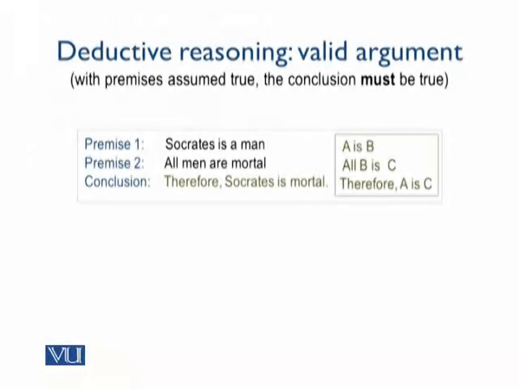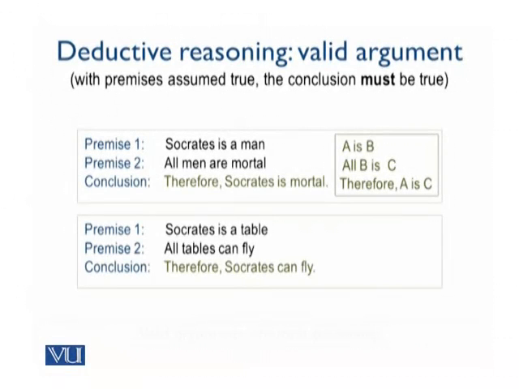So the second example is Socrates is a table. All tables can fly. Therefore, Socrates can fly. So if I tell you Socrates can fly, you'd probably laugh at me. But if I tell you that this is a valid argument, I bet you'd be surprised. So the reason is that in logic we actually are focusing on the form of the argument. अगर हम ये assume कर लें कि Socrates एक टेबल है और हम ये भी assume कर लें कि सारे टेबल उड़ सकते हैं, तो it must follow that Socrates can fly. So this is the power of logic.